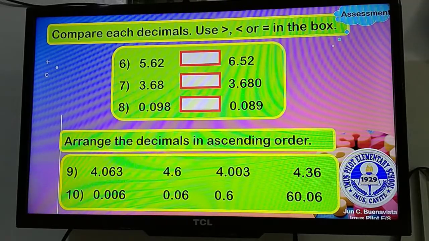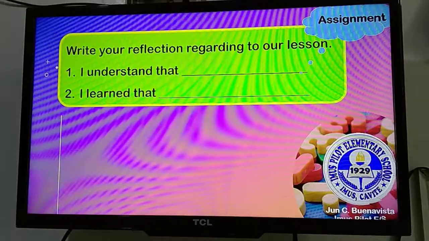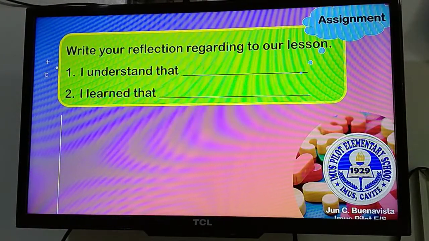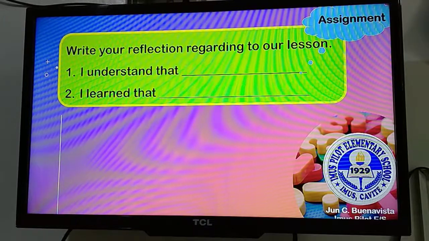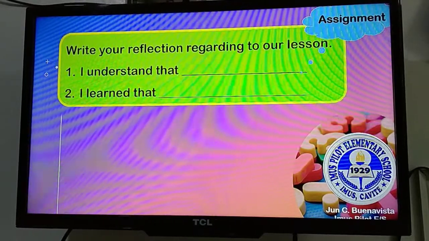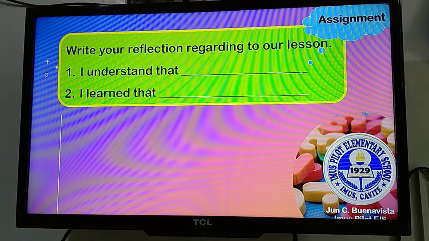Again, for your assignment, write your reflection regarding our lesson. So, I understand that. I learned that. So, again, sa ilalim ng inyong answer kanina, dyan yung ilalagay ang inyong reflection. Ulitin ko ha, walang magsasubmit sa Google Classroom kasi ipapasa yung papel na yan sa pasahan ng module.